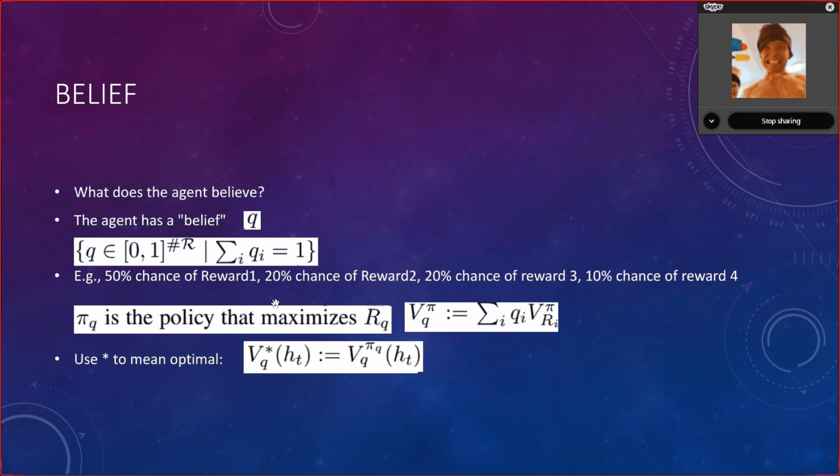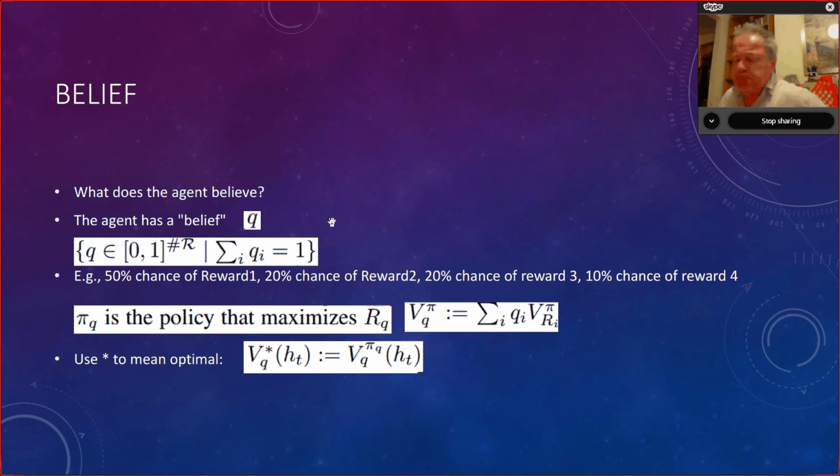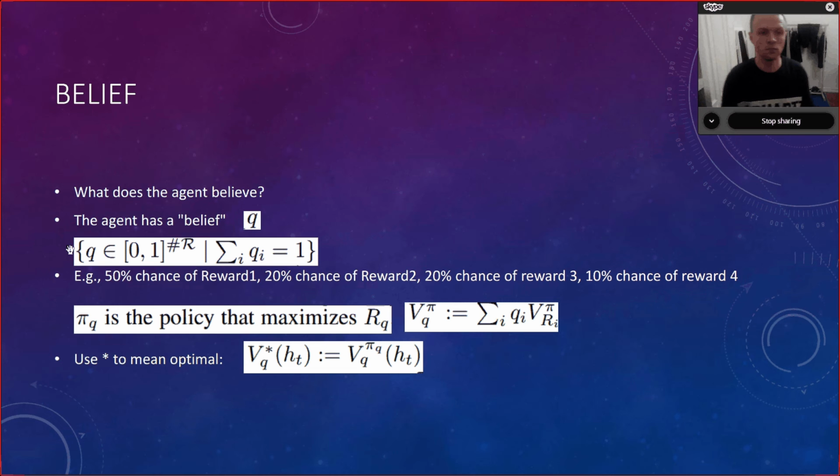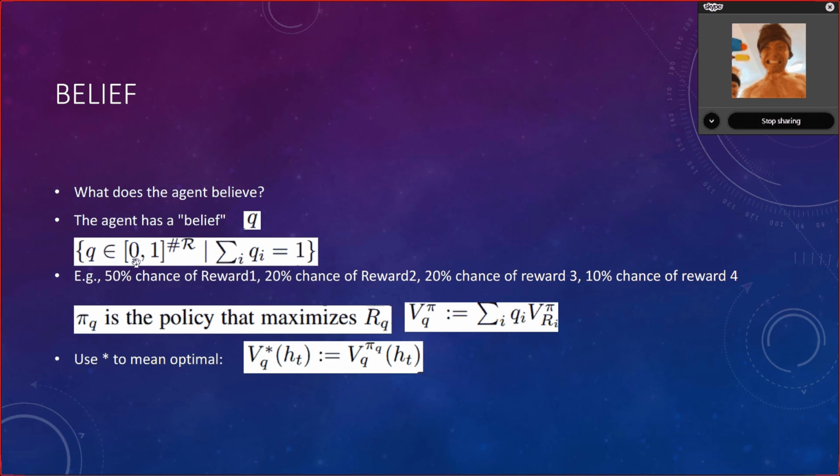Okay, so let's go to the concept of belief. Let's say the agent has a belief called Q, and it has a number of hypotheses, and the way it's modeled in the text, it's called a simplex. This is what a simplex is. It's a number of numbers between 0 and 1 that sum up to 1, and this looks a bit intimidating.